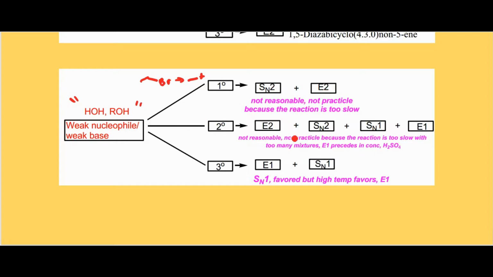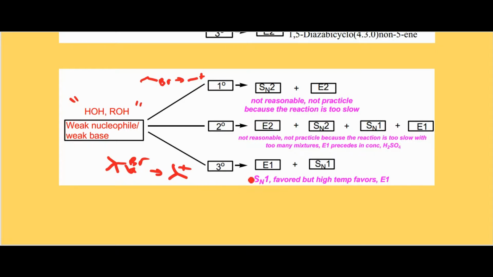For a secondary substrate, it's a mixture and it's just not practical to get pure products. You get a mixture of all Sn1, E1, Sn2, E2. Now for a tertiary substrate, for example, this one here, once it leaves, you're going to get a tertiary carbocation that's stable. So you expect E1 and Sn1.